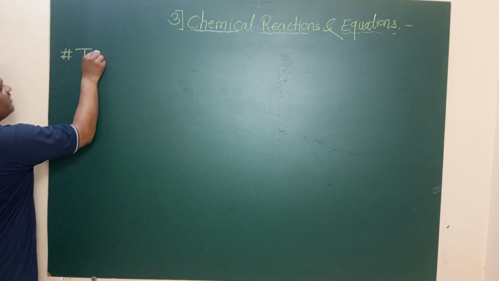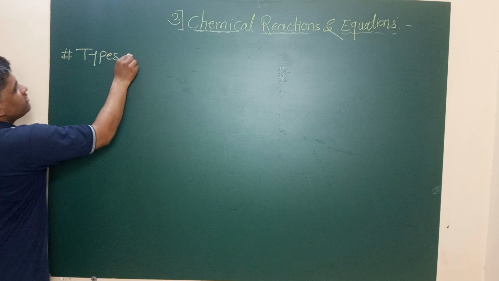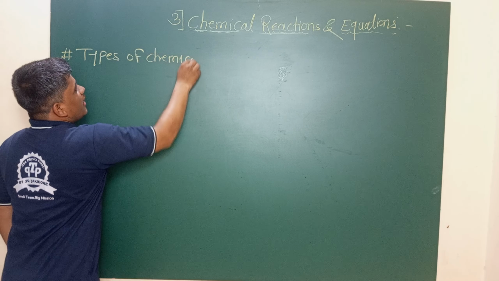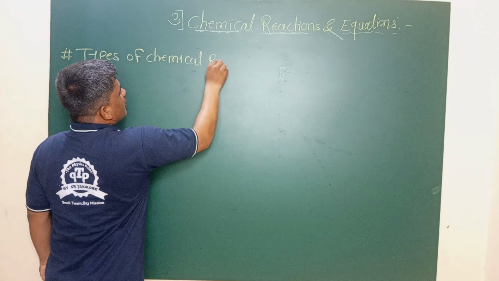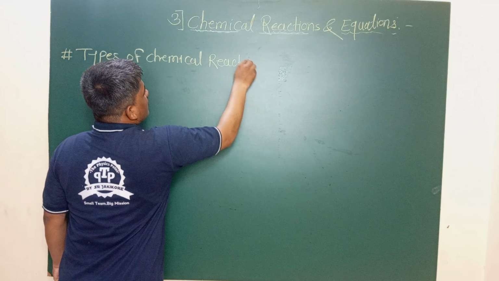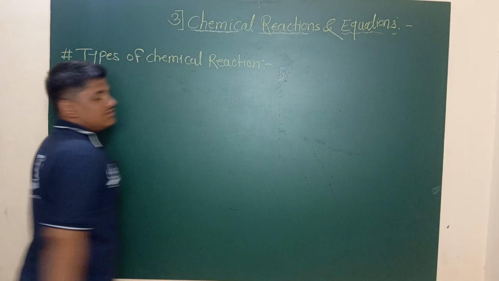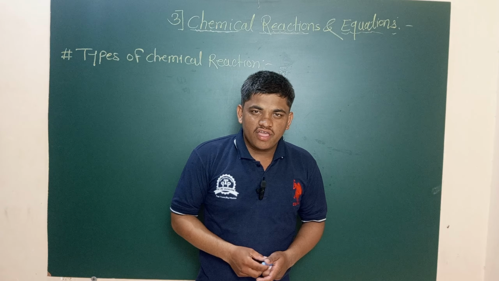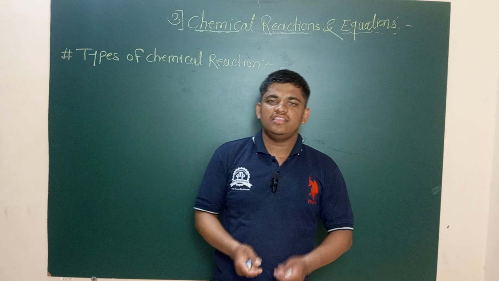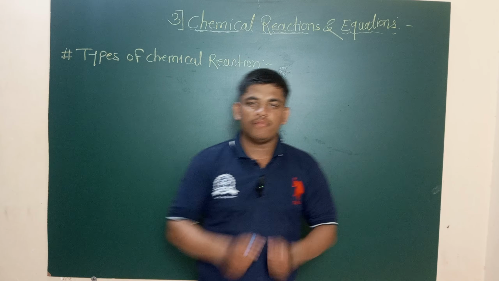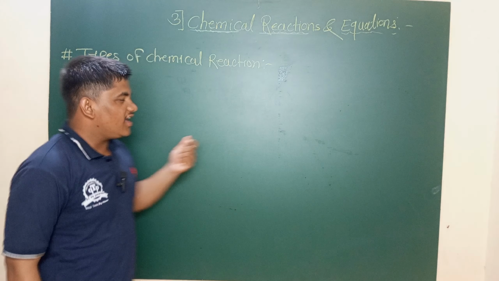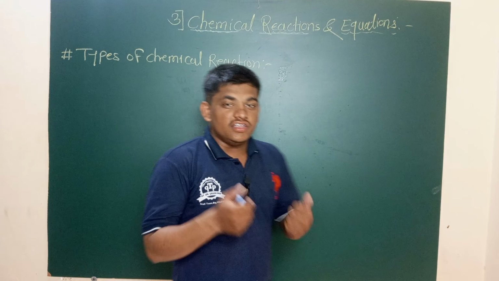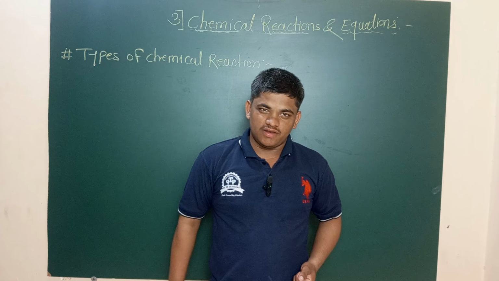Please take the heading: types of chemical reaction. There are four types of chemical reaction: combination reaction and decomposition reaction. Combination and decomposition reactions are inverse to each other, and these reactions depend on the number of reactants and the number of products in the chemical equation. The remaining two types are the displacement reaction and the double displacement reaction.